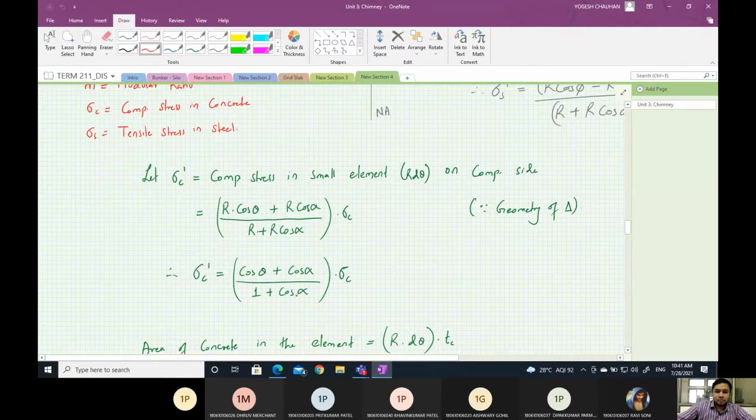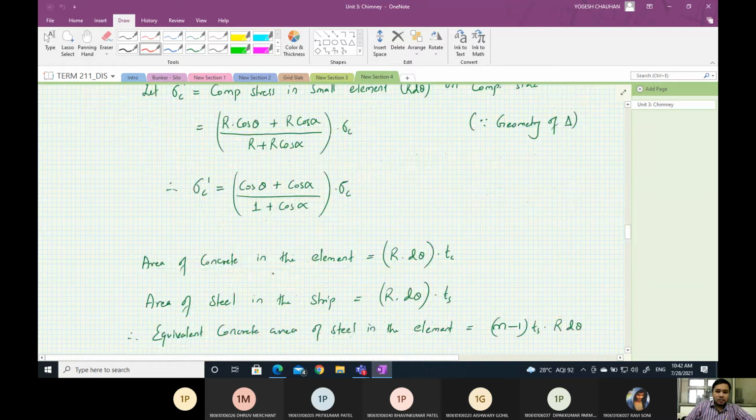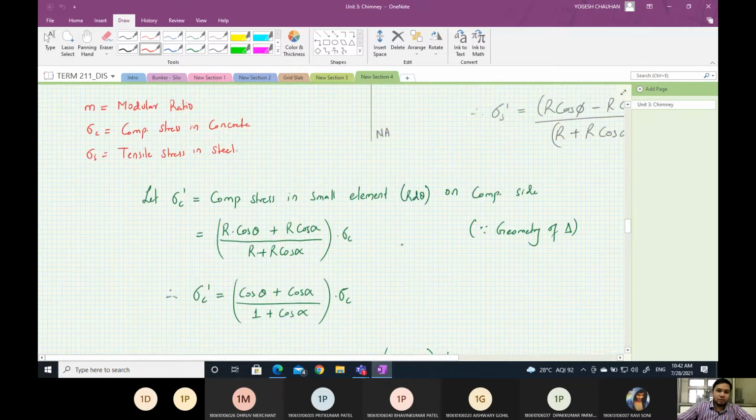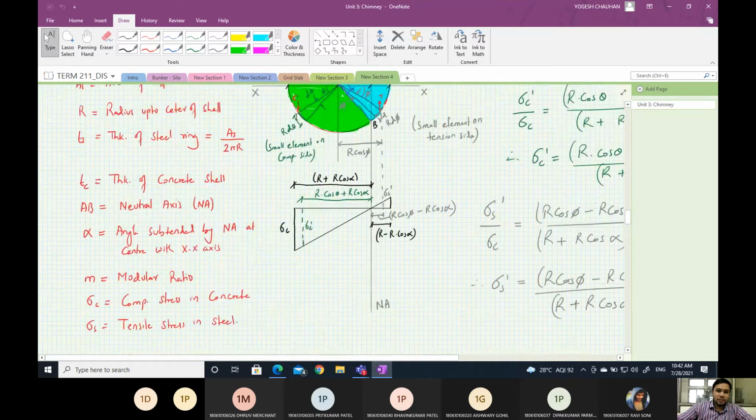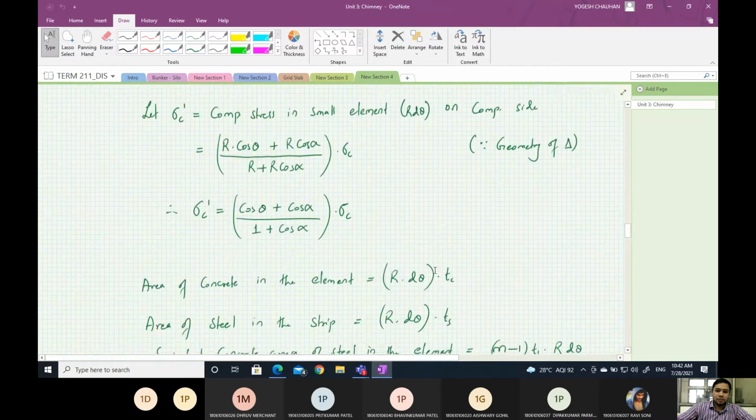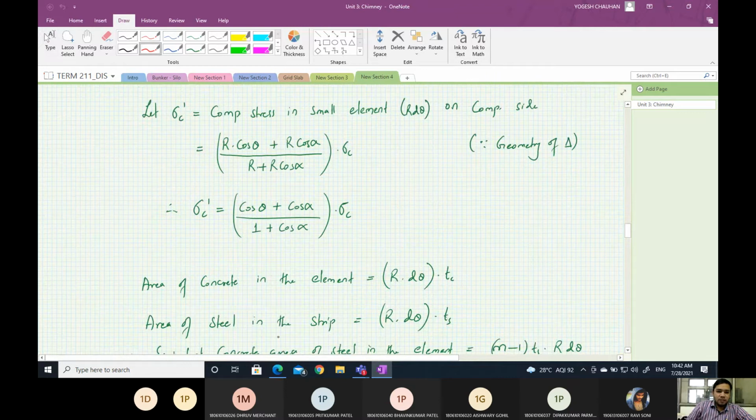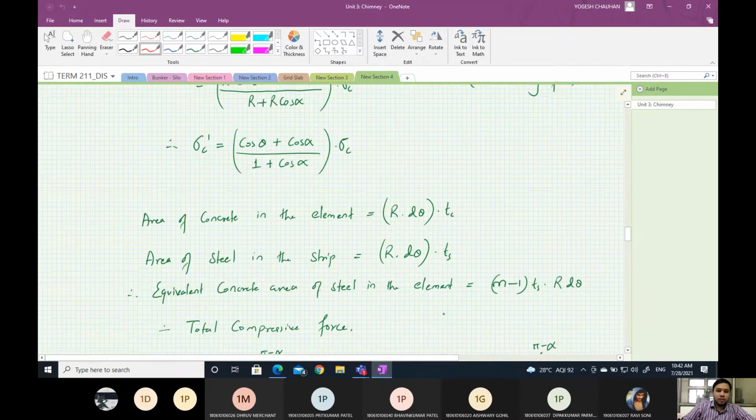Now the area of the concrete in the small element will be r d theta, the length of the small element, times its thickness. So thickness is tc, so multiply by tc. The area of the steel in the strip will be r d theta times ts. But now we convert this ts into equivalent concrete. So equivalent concrete area of the steel in the element will be equal to m minus 1 times ts times r d theta. So we are converting the steel into equivalent concrete.